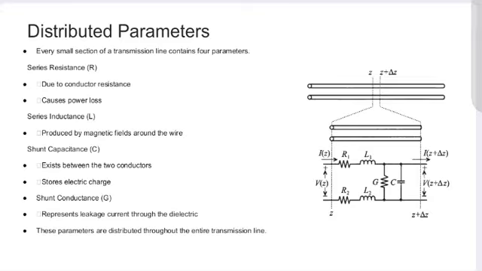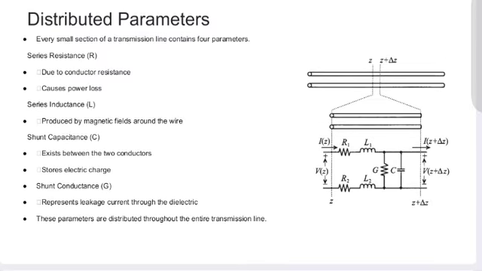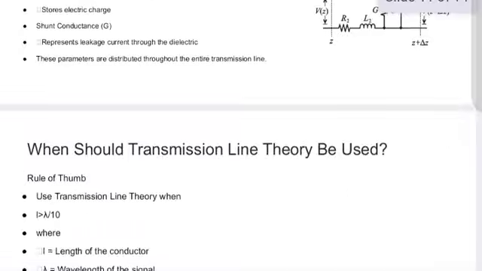Talking about the series resistance, due to the conductor resistance there will be a power loss. Due to the produced magnetic field, there will be a series inductance. Whenever there exists a pair of conductors separated by a specific distance, it will store electric charge, so there we will have the shunt capacitance. And shunt conductance is the leakage current through the dielectric.